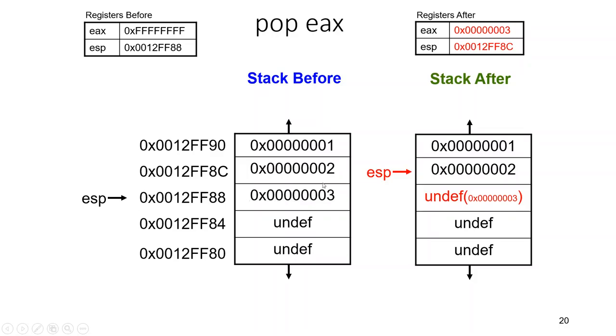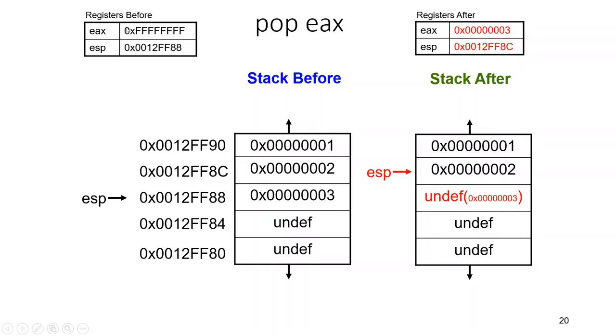First, 03 goes into EAX and ESP is incremented by 4. So now ESP will point to this address and this is undefined. As you can see in the brackets, it's still 03. The value is not deleted, it's just unreferenced. It's not being pointed to, that's it. The memory still lies there.